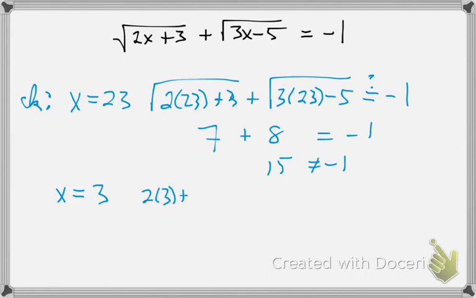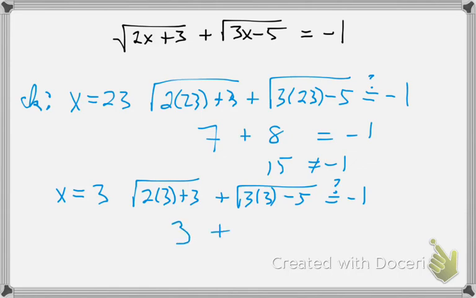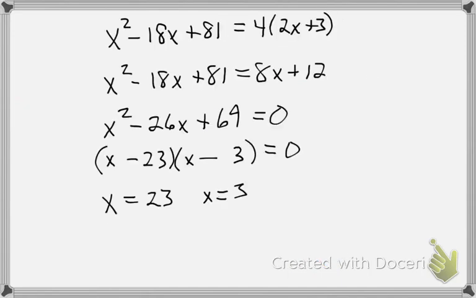So 2 times 3 plus 3 under a square root plus 3 times 3 minus 5 under a square root. We're hopeful for that negative 1. 2 times 3, 6 plus 3, 9's principal square root is 3. 3 times 3, 9 minus 5, the principal square root of 4 is 2. But 5 is not negative 1 either. No solution. Yes, indeed. After all that, there is no solution to that equation. Nothing will make it true. Everything makes it false.